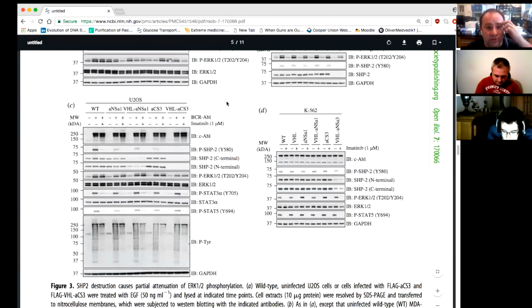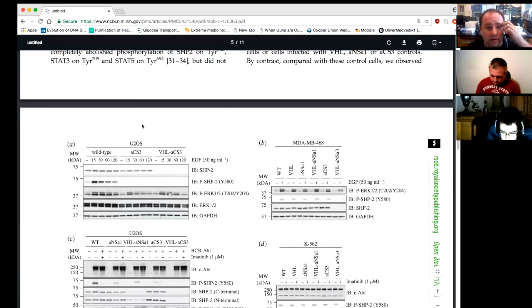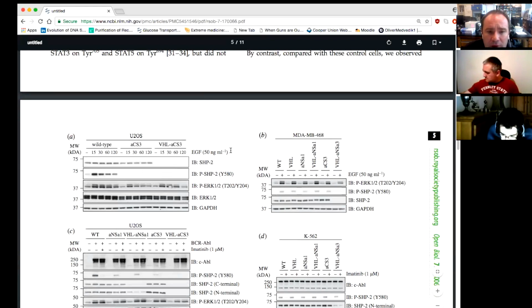Might take a look at figure C. So for figure A, they're stimulating the cells with epidermal growth factor, EGF, right? So you've got 0, 15 minutes, 30 minutes, 60 minutes, 120 minutes of 50 nanograms per mil EGF. And they're looking in the cells. They're doing a Western blot and seeing what happens, right?